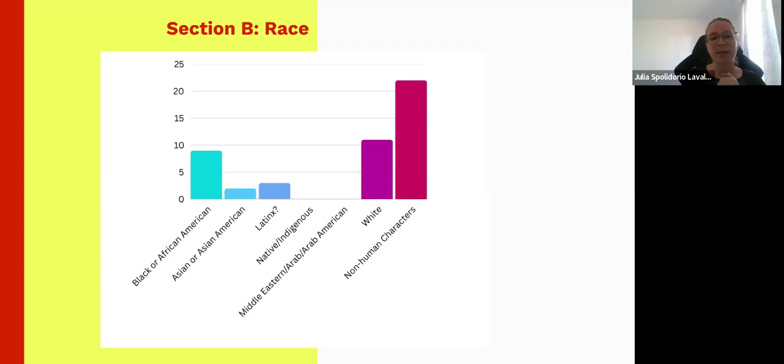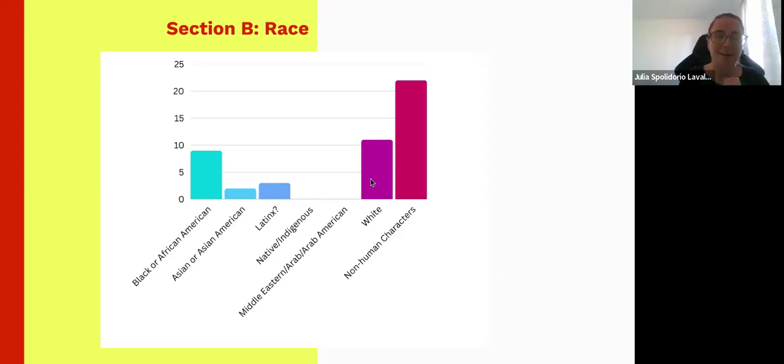Now in the section for race, as you can see, it's very much not diverse or non-existent. For Black and or African American, it's a very, very low number. Asian Americans, the same. Latinx, the same. Native American and Indigenous, same. I have 0 books about that. The same thing can be said for Middle Eastern and Arab and Arab Americans.